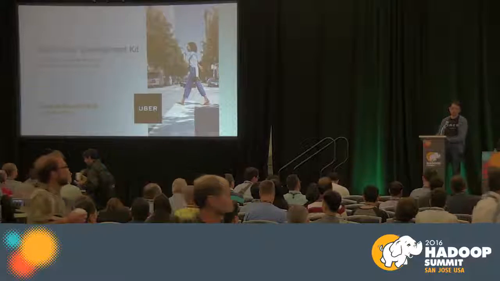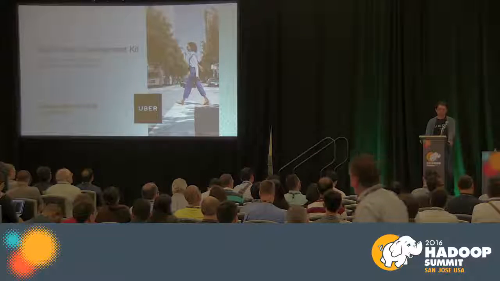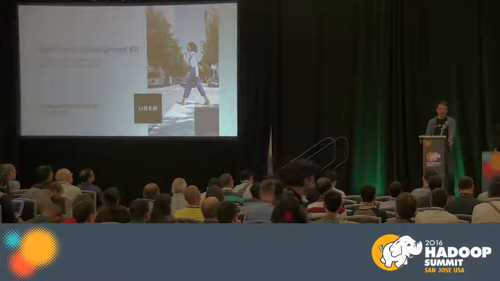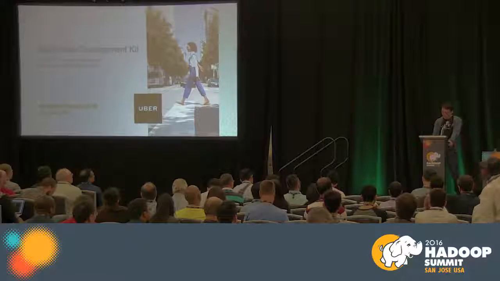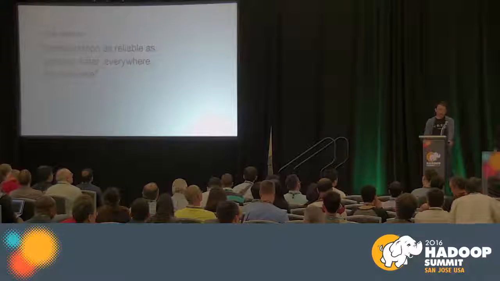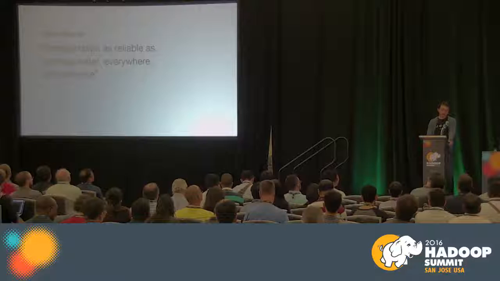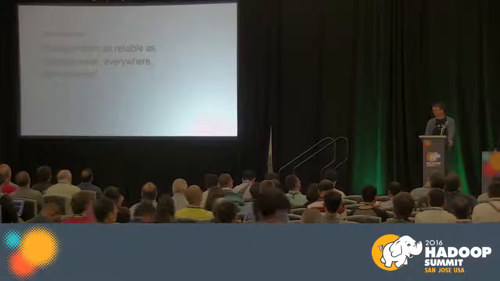Today, our talk title is Spark Uber Development Kit. I'm Kelvin, and this is my colleague, Gan. We are working at the Hadoop platform team at Uber. So our mission is we want to make transportation as reliable as running water everywhere for everyone.